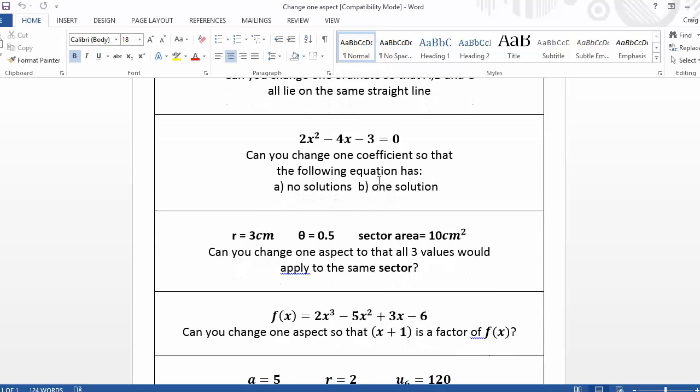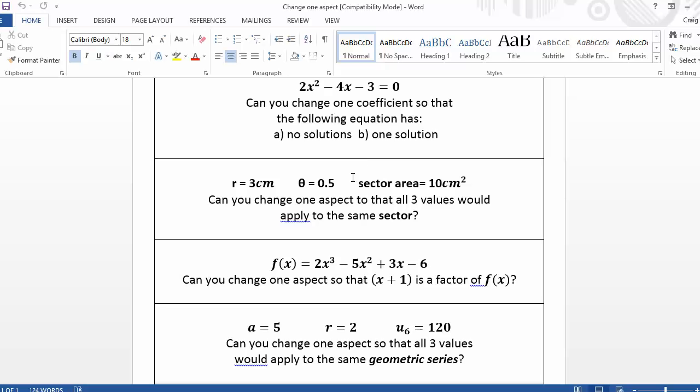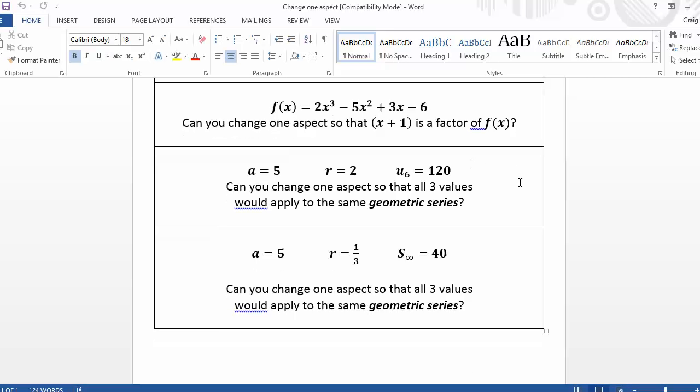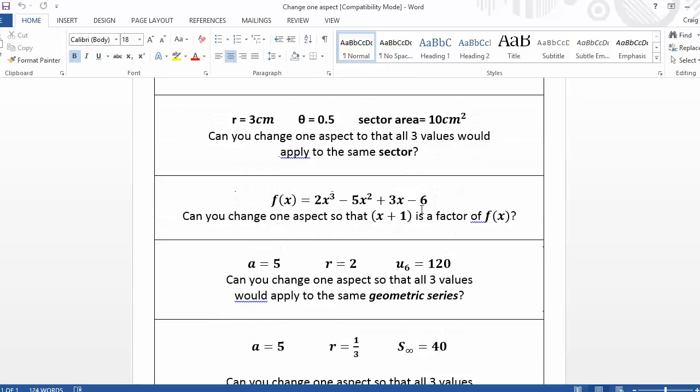Look at this. Then we get onto a bit of discriminant work here, but it doesn't mention the word discriminant. Can you change one coefficient so it has no solution and one solution? So getting them to think about the discriminant. Does that have it? Is there a unique way of solving that one? Is there only one answer, or are there 2 answers, 3 answers, more than 3 answers? And how would you convince them? And then you get some sector work, bit of factor theorem work, bit of geometric series work.